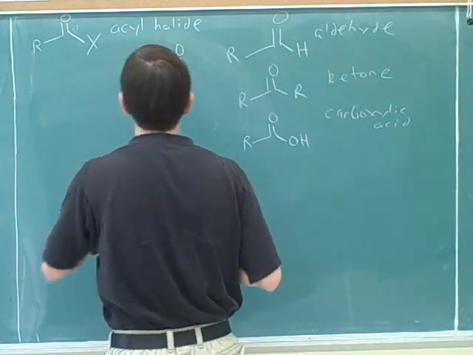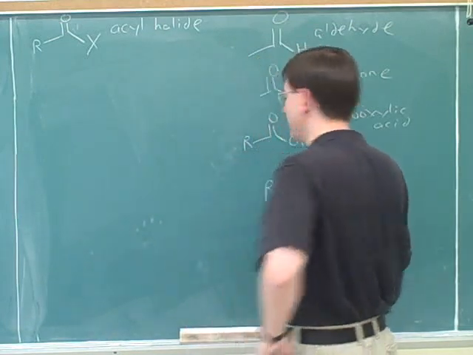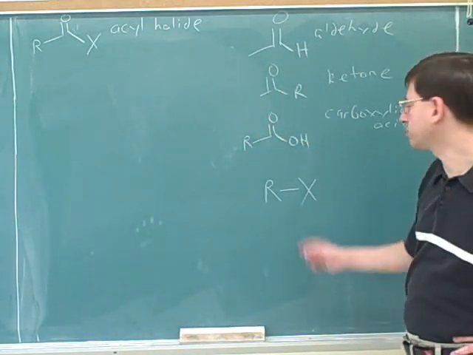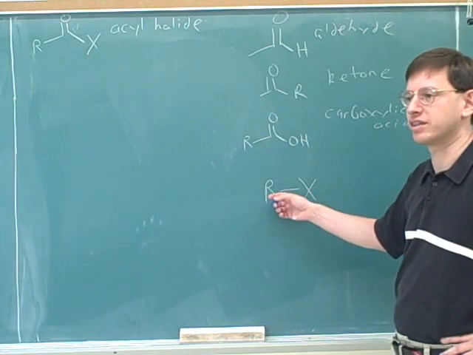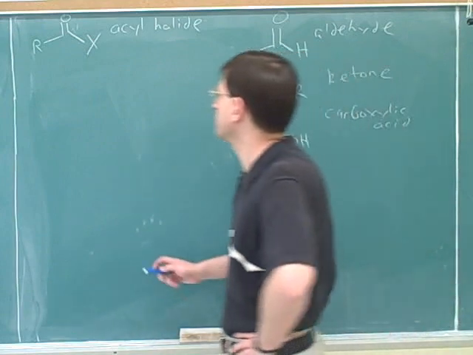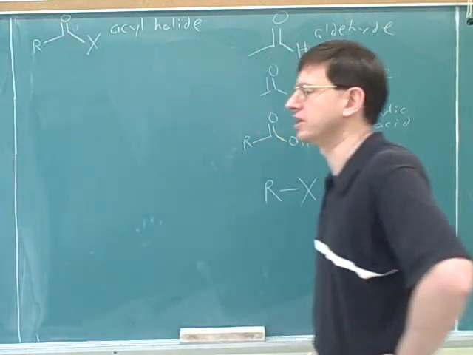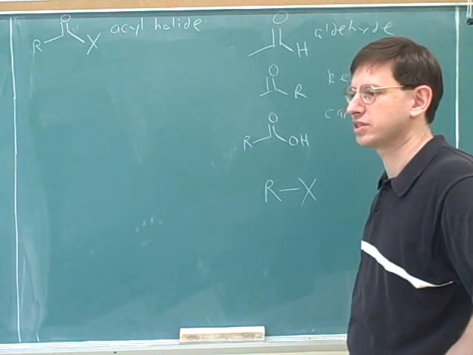And an alkyl is just carbon-carbon? Yes. So an alkyl halide would be this. An alkyl halide would just be a halogen on a regular carbon chain. Alkyl just means a carbon chain. So acyl specifically means R and a carbonyl. An acyl halide has a carbonyl attached to the halogen. Okay.